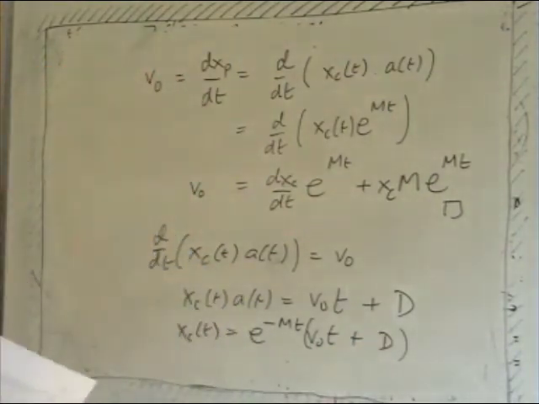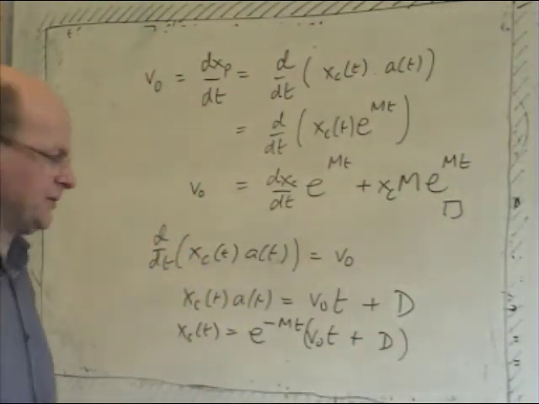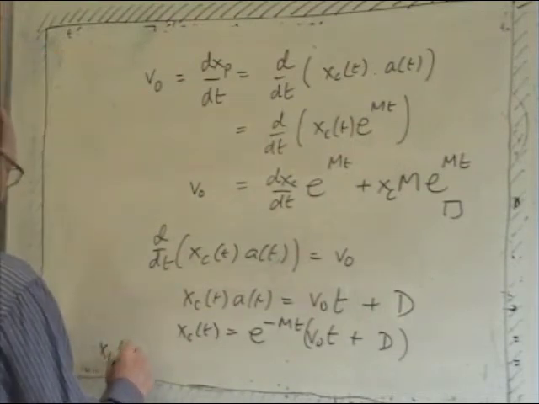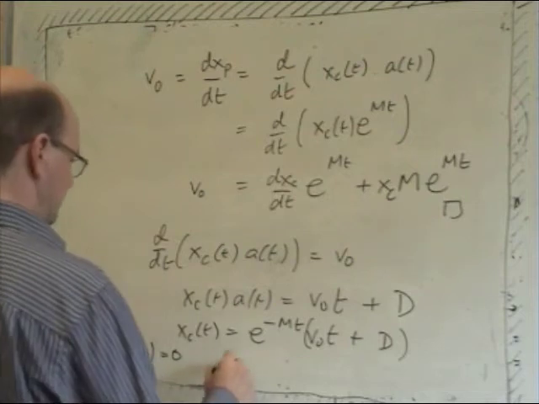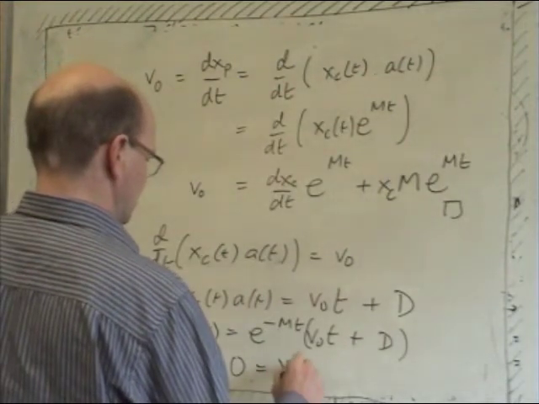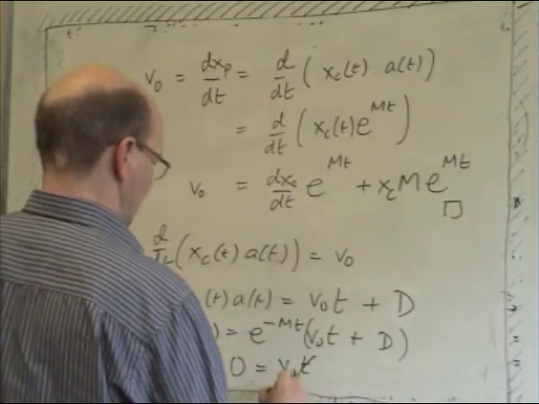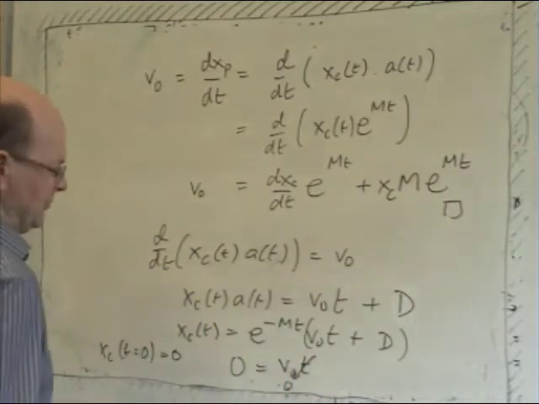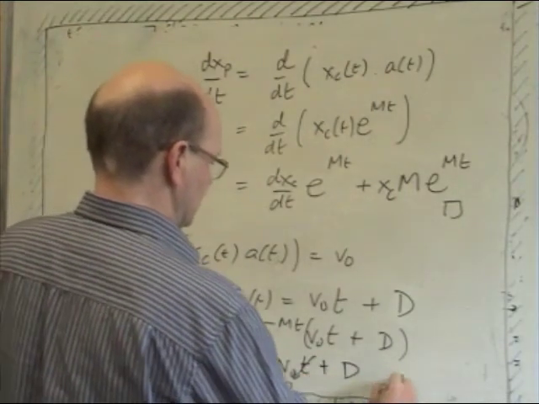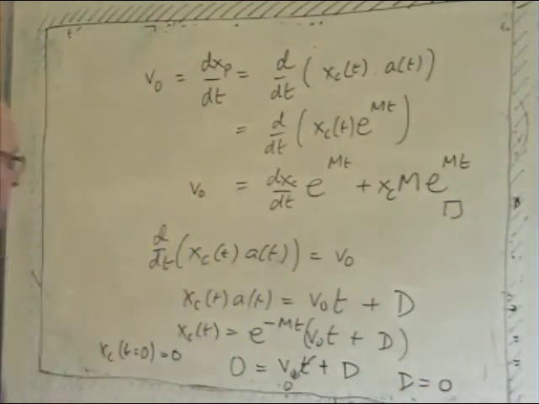Now we put in initial conditions, so we know that the bullet's fired from the gun at t equals 0. So xc at t equals 0 equals 0. So we have 0 equals v0 times t, which is 0, times e to the minus mt, which is again 0, plus d, so that means that d equals 0. So we're left with the expression xc of t equals v0 t e to the minus mt.